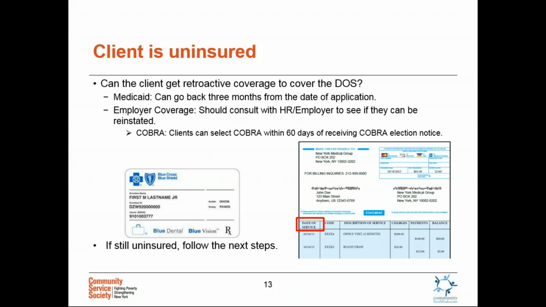However, you should know that clients can select COBRA within 60 days of receiving the COBRA election notice from their old employer. This might be important if your client is sick or injured 60 days after they left their job and didn't take COBRA, because they can elect COBRA to help cover the bill and have insurance pay for it. This would really only make sense if the bill that they have is a lot more expensive than the cost of reinstating COBRA. But if after you've exhausted these possible ways to get retroactive coverage, your client is still uninsured, then you should proceed to the next steps.